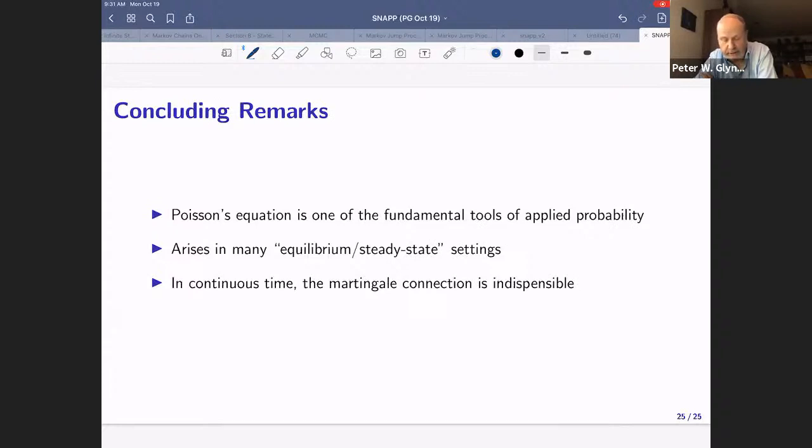Without that Martingale connection, it's very difficult to derive general Poisson type representations for general additive functionals in the continuous time setting, particularly in the SDE jump diffusion context. So that concludes what I wanted to say.